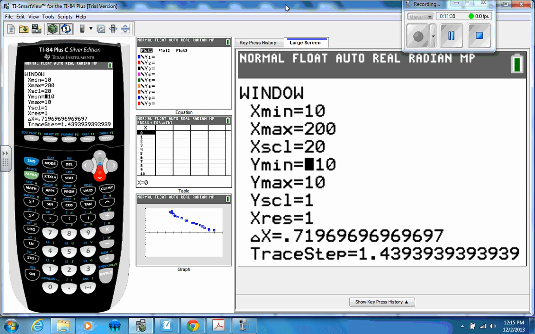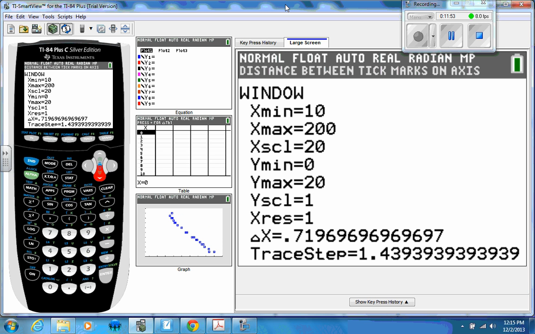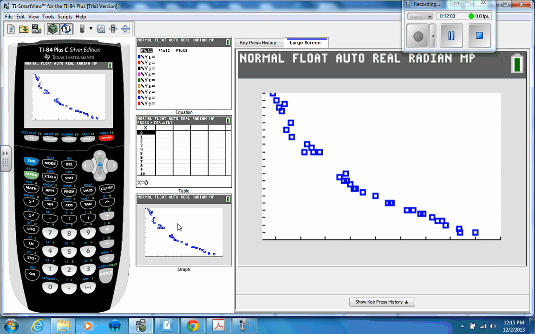Our Y minimum is our time. It looks like 1 is the lowest, so let's keep it at 0. And the highest time looked to be about 19, so let's make it about 20. Let's keep that scale maybe at a 2. That's too short, that's 2. Let's make that a 1. Okay, and then you can actually see your graph if you graph it, right? So there's your scatter plot.